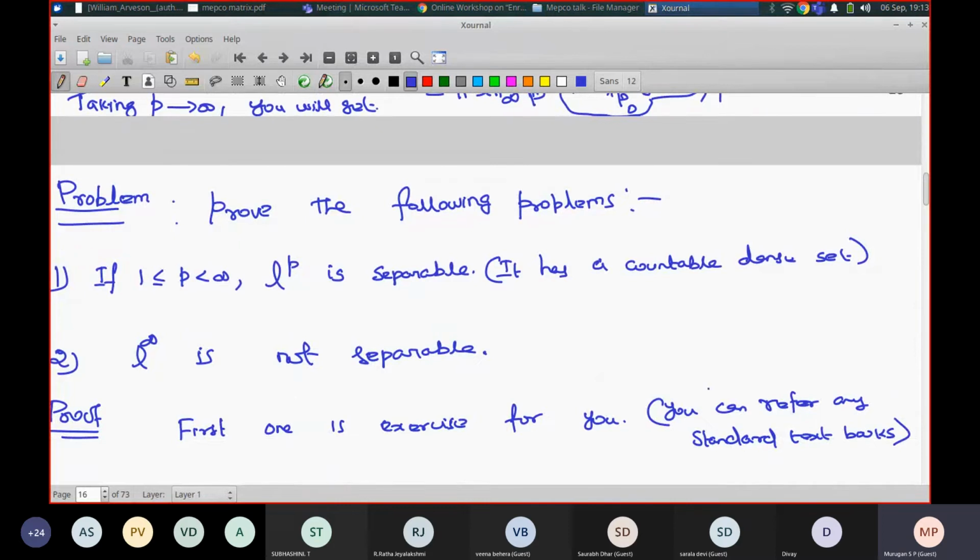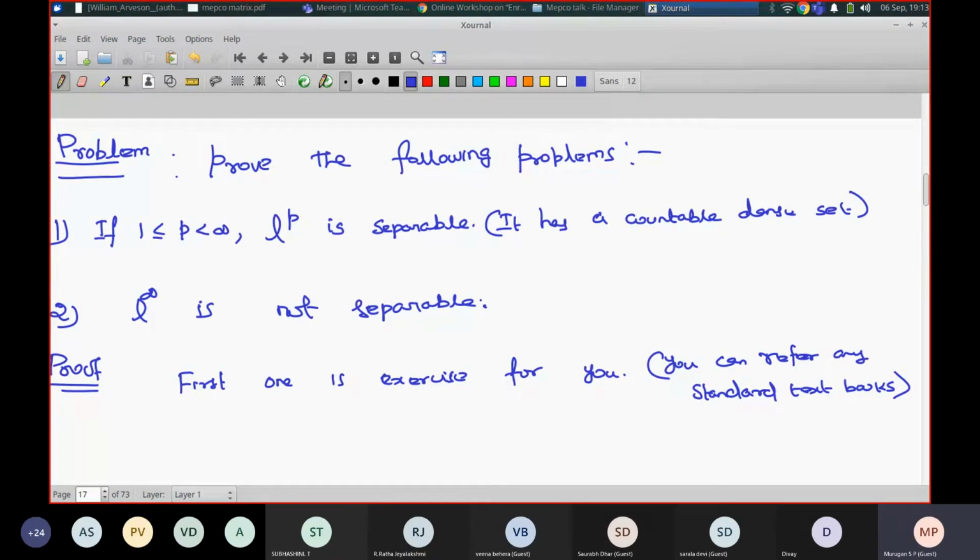We can go to this. Maybe I will skip the first one, because you might know why little l p is separable. Does anybody know the reason for this? Why is little l p separable? If you know, please give your argument. If you don't know, it's fine. You can refer to some book.